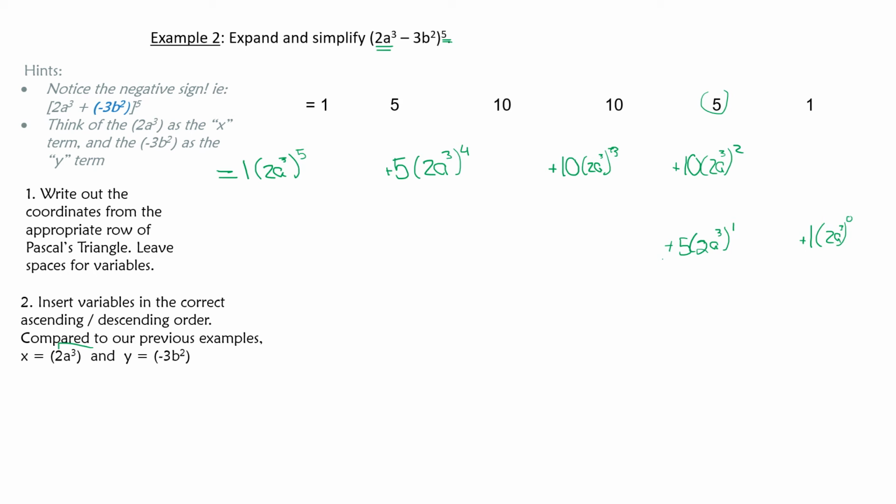That's using this x equals 2a cubed right there. That was our first part. Second part. Now we're going to do the 3b squared, which is what we had in our previous example as a y. I'm going to start at the very end, and it's going to have a power of 5 when it's at the very far right. So over here I have, remember it's negative 3b squared to the power of 5. And then we keep going this way.